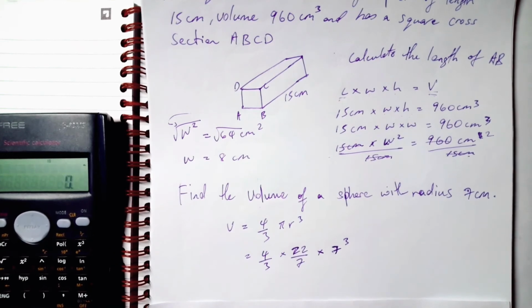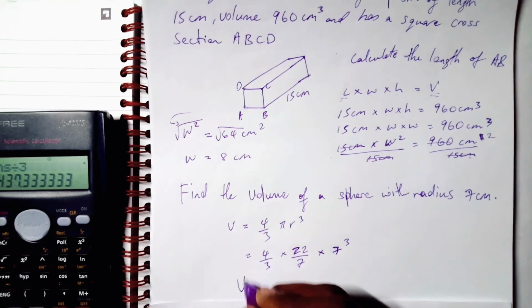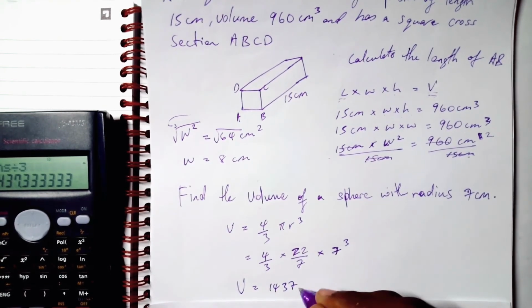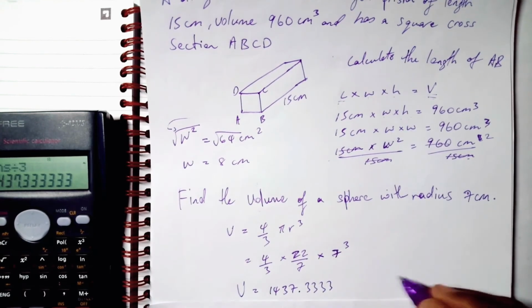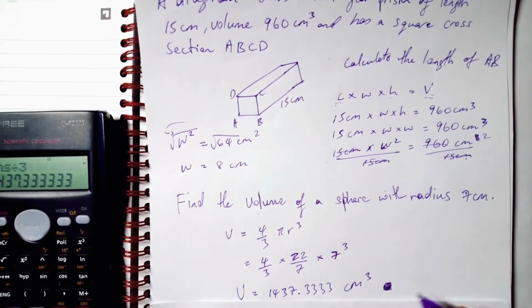So let's get our calculators and start multiplying. And the result is 1437.333 all the way out centimeters cubed. And that's it.